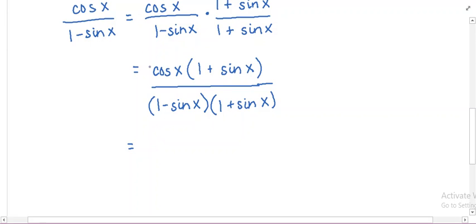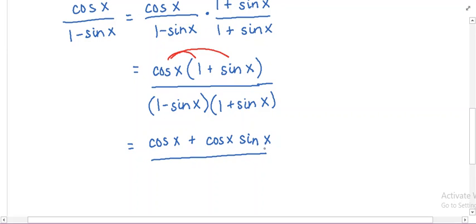Let's multiply out the numerator. We're going to distribute the cosine of x through the parentheses. So we're going to get the cosine of x times 1, which is cosine of x, plus the cosine of x times the sine of x. In the bottom, you are going to have to FOIL.